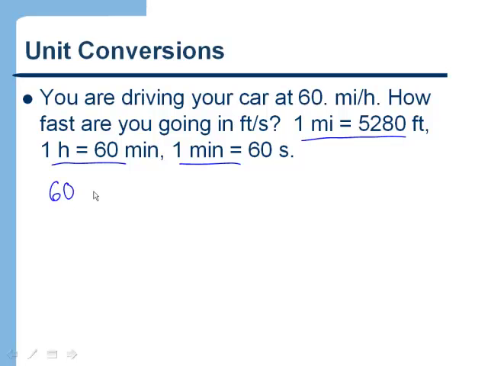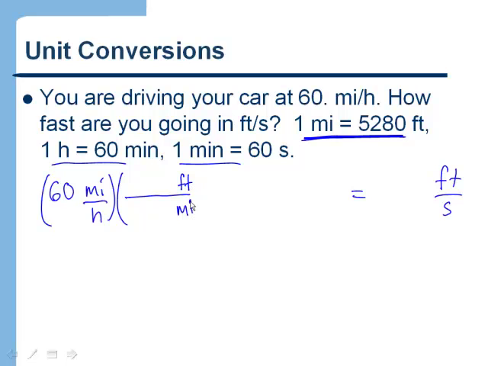I'm going to write that I have 60 miles per hour, and what I want to end up with is feet per second. So the first thing I want to do is I want to get rid of miles. So I've got to put this into a ratio, and I can see that since I want to end up with feet, I need to have feet on the top and miles on the bottom. So that means I need 5,280 feet on the top and 1 mile on the bottom. So when I do that, you'll notice miles cancels with miles, and so it's good.